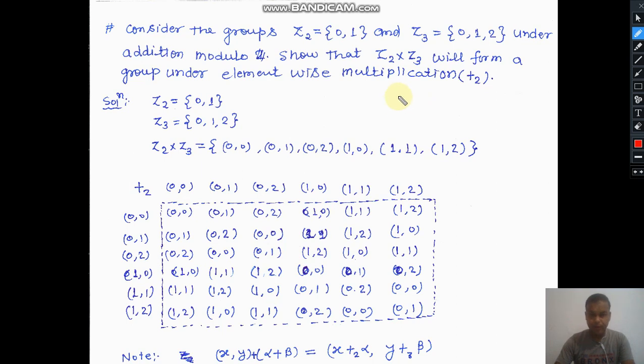Problem based on the external direct product of groups. In this problem, it is given that there are two groups. First is Z2 having two elements 0 and 1. The second group is Z3 having three elements 0, 1 and 2 under addition modulo. Please note it here, the operation which will be performed between the elements of Z2, that is the operation between 0 and 1, will be addition under modulo.